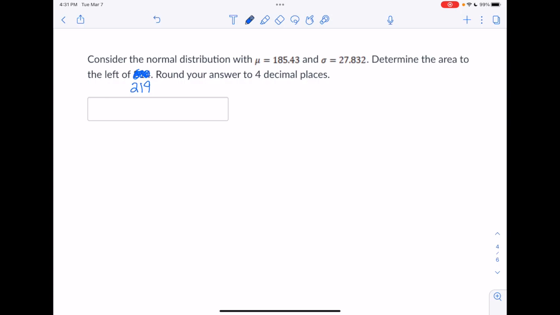I like to start these things off with a sketch, so draw in an axis, draw in a roughly bell-shaped curve. Don't worry about it being too perfect. Drop down below the peak, put a tick mark, that's where your mean would go, so 185.43. And then you want to place the number that they're asking you about, this 219, on the picture. That's bigger than 185, so we'll put it to the right.